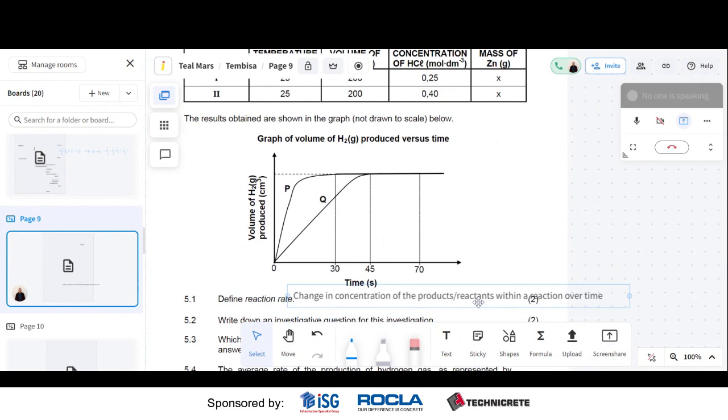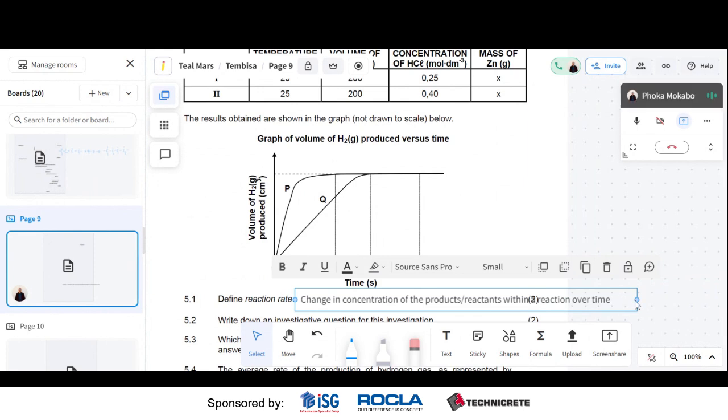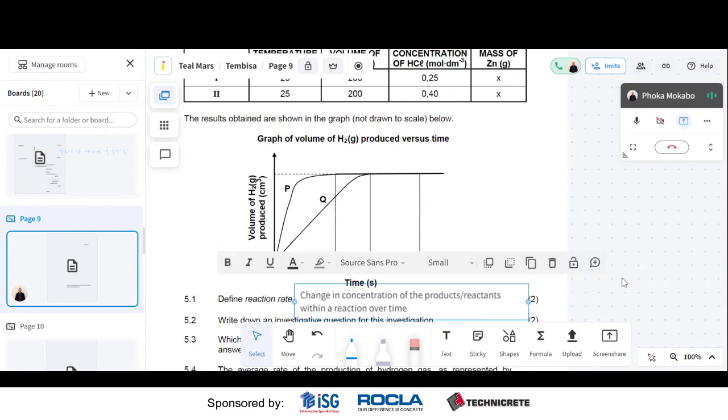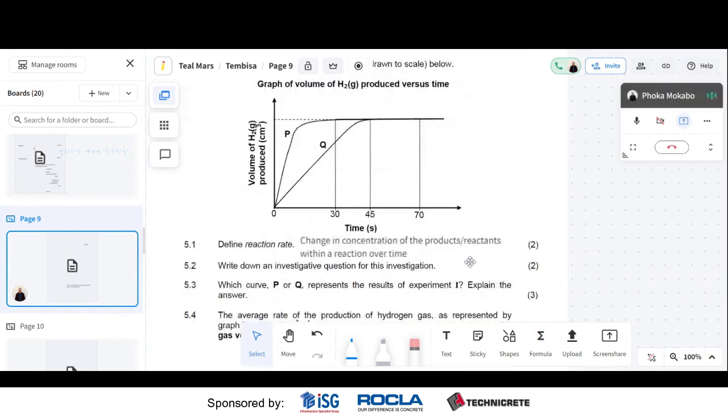Now we'll give you both of your marks. Let's just shift it over here, move it over there. There we go. Reaction rate.